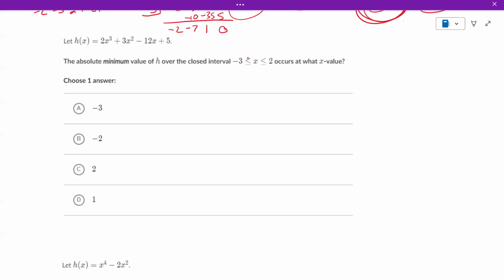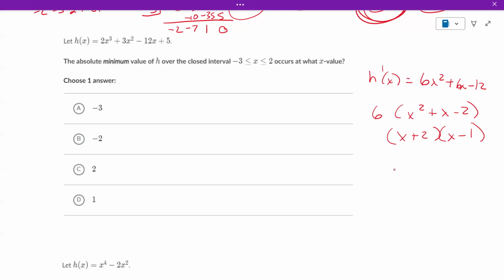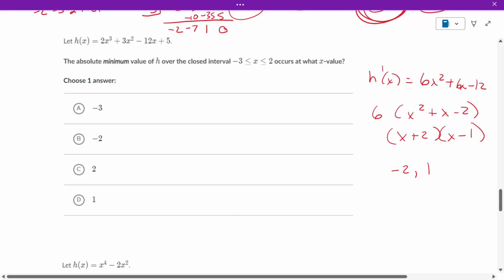All right. So in this one, the first derivative of h is 6x squared plus 6x minus 12. Take out a 6, and it's x squared plus x minus 2, which is x plus 2, x minus 1. So negative 2 and 1 are where the relative maxes and mins would occur.